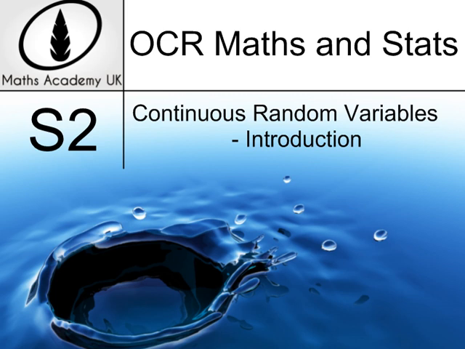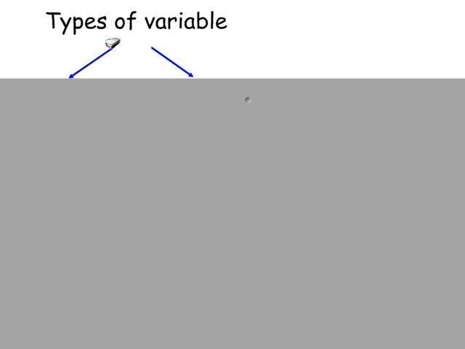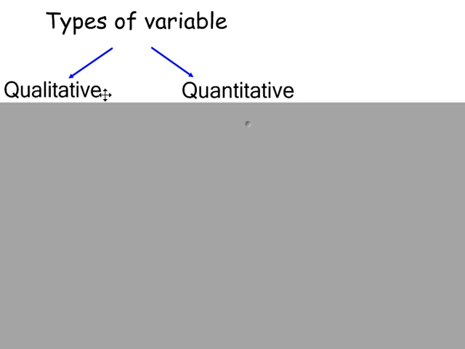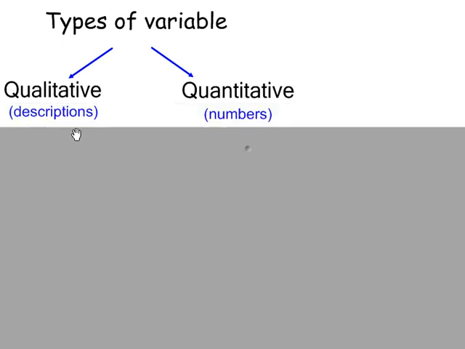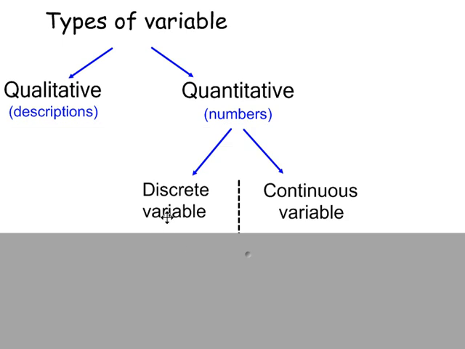An introduction to continuous random variables. In statistics, we have two types of variables: qualitative and quantitative. Qualitative are descriptions, for example, colors. Quantitative are numbers. There are two types of quantitative variables, discrete and continuous.